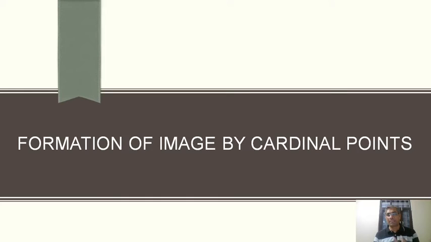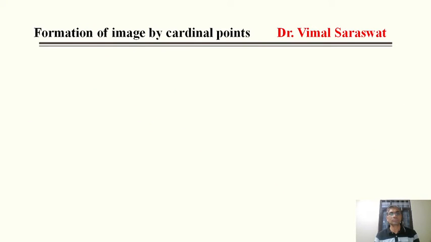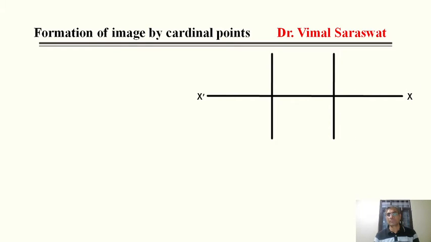So, formation of image by cardinal points. Now, this is our principal axis. These are two principal points. F1 and F2 are first and second focal points, and H1 and H2 are first and second principal points respectively. N1 and N2 are nodal points. AB is our object, and let the size of the object be Y1.